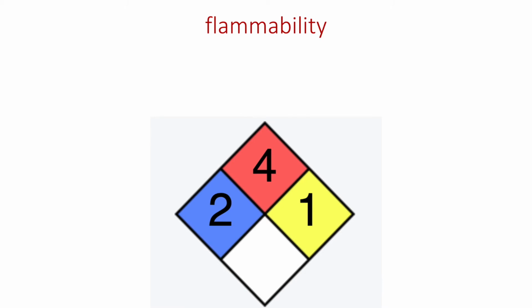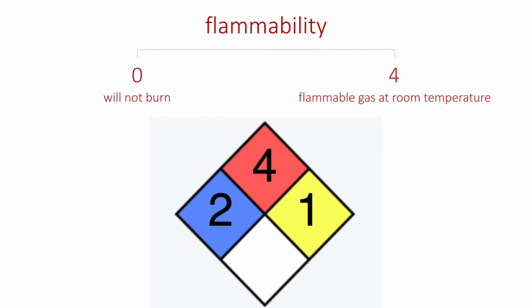Diethyl ether is extremely flammable. The red box at the top discusses a molecule's flammability, and it's also on a scale from 0 to 4, where 0 means a molecule will not burn, and 4 is a flammable gas at room temperature. You can see here, diethyl ether has the highest rating for flammability that's possible. It is a flammable gas at room temperature.